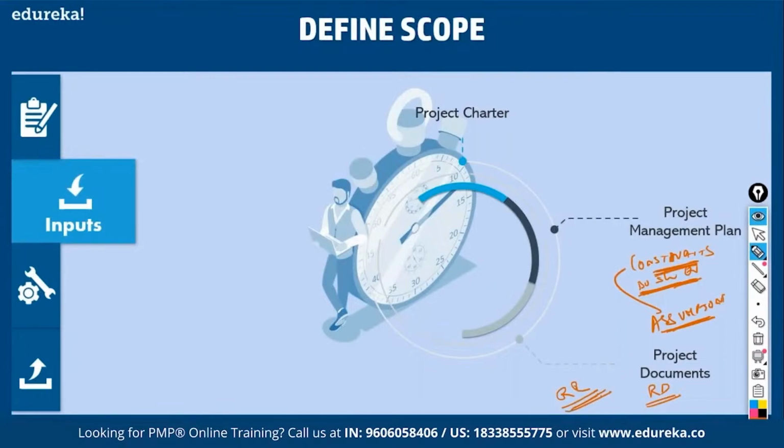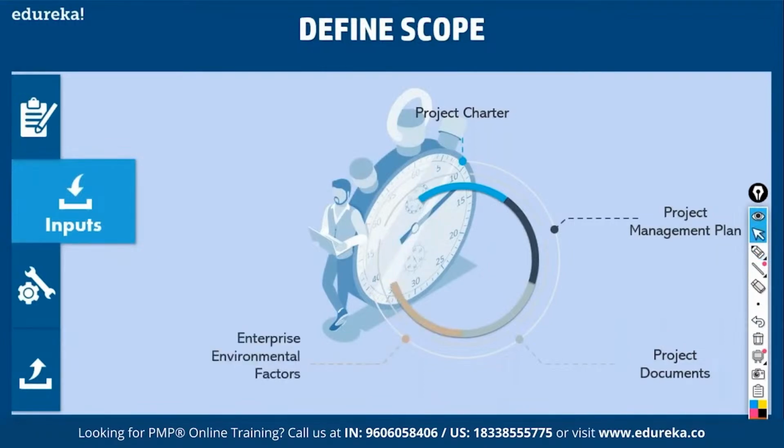Fine. Then what else? Then you have the other usual inputs, like enterprise environmental factors. Whatever tools are available, you have to use them. For example, you may want a scheduling tool called Microsoft Primavera, but the organization will only give you a spreadsheet. You have to use it. Infrastructure, any tools, whatever is available, you have to use it. You cannot grumble. These are factors over which you have no control.